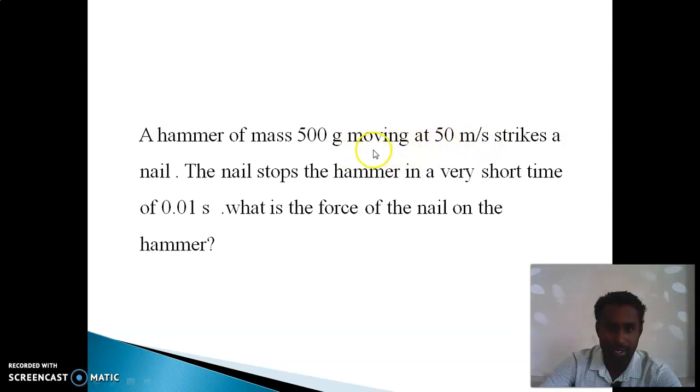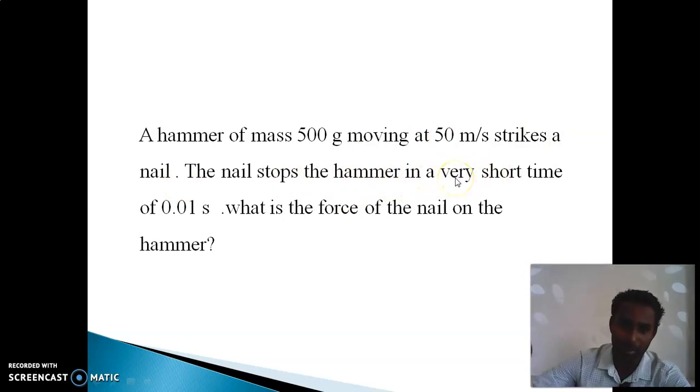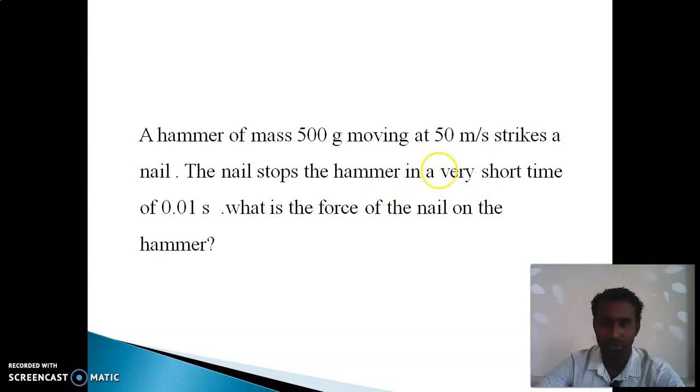Second, moving at 50 meter per second. Moving at means it has an initial speed or initial velocity. Whenever they give moving at this much speed, moving at is the keyword for initial speed. So the hammer is moving at this speed and strikes a nail. The nail stops the hammer in a very short time. Once you hit it, after some time the nail will stop, right? How much time it has taken: 0.01 second.